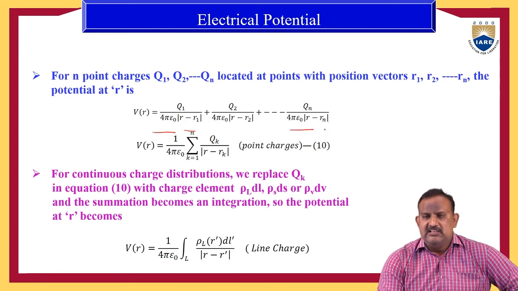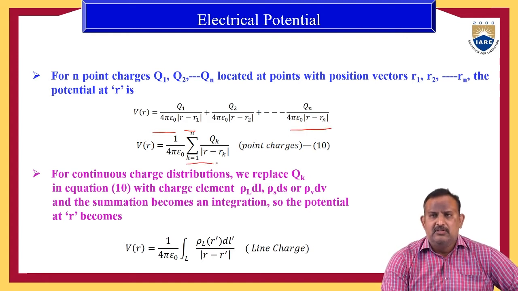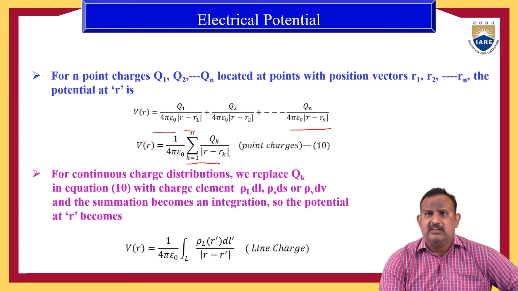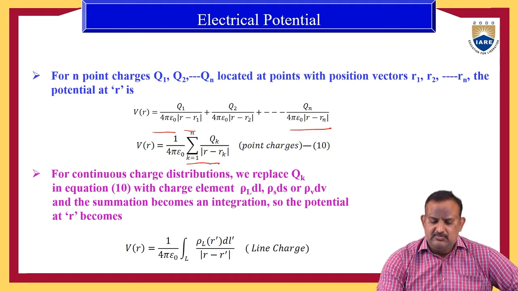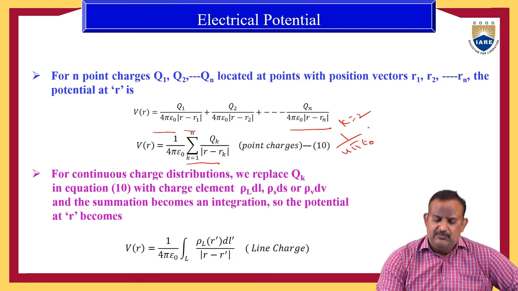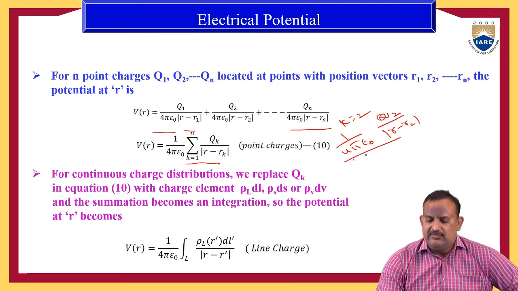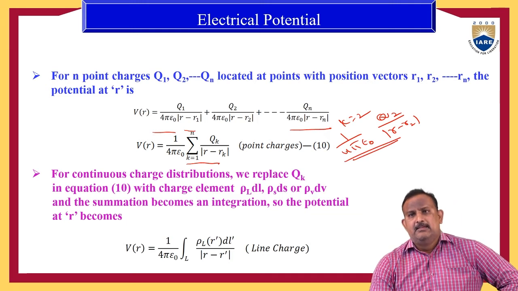So we can express all these charges as a summation. Therefore, V of R is equal to 1 by 4 pi epsilon naught, which is common, we can keep outside, then sigma k equal to 1 to n Qk by modulus of R minus Rk. If you want to find any charge, let us assume k is equal to 2. Then it becomes 1 by 4 pi epsilon naught into Q2 by modulus of R minus R2. Like that, we can find any charge.